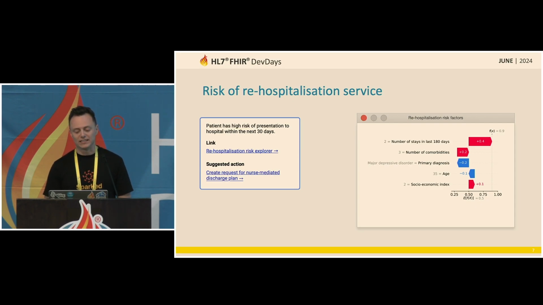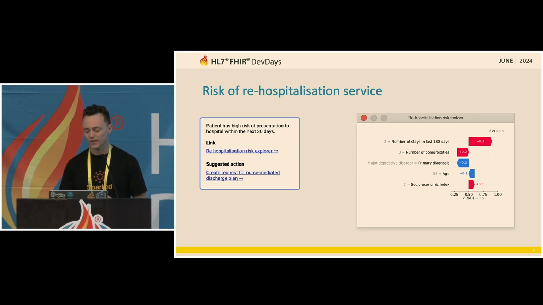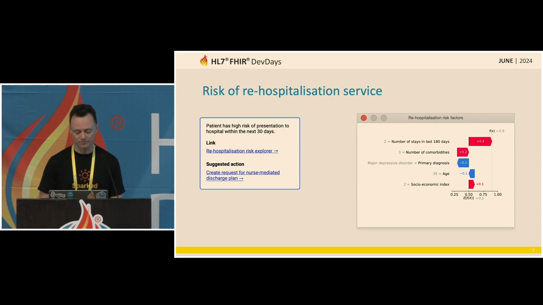The picture on the left is an example of a prompt that might be presented to the clinician. The picture on the right is an example of a user interface that serves to further explain the prediction. In this case, it is a visualization of the most important variables that contributed to the prediction that this patient will present back to hospital within the next 30 days. Now we'll talk about an approach to achieving this sort of user experience using standards.